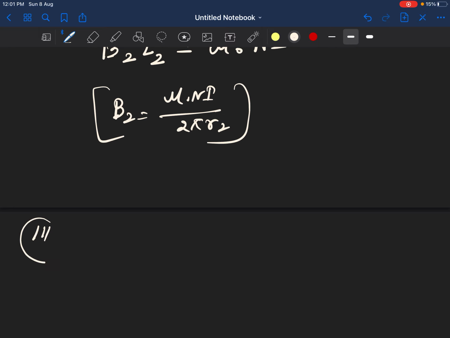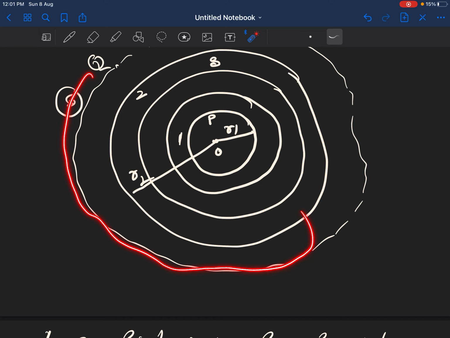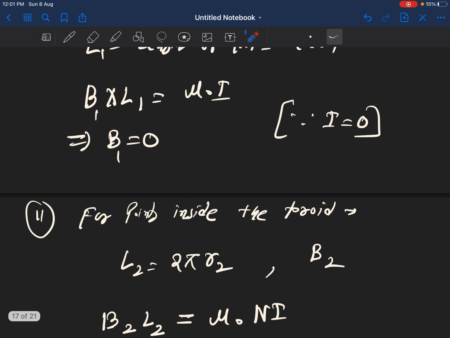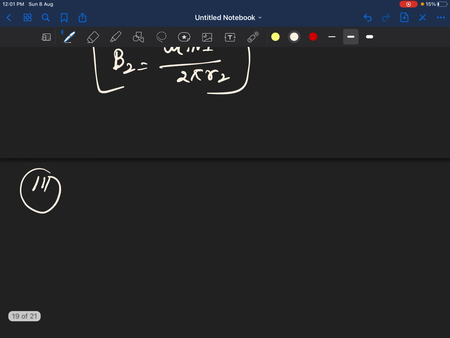Now the third is that এই বাহিৰৰ যিটো point আছে, exterior, for point open space exterior to the toroid. বাহিৰত কি হ'ব তোমাৰ, বাহিৰৰ যিটো point আছে, so at that point actually each turn of the toroid passes twice through the area enclosed by the Ampere loop 3.